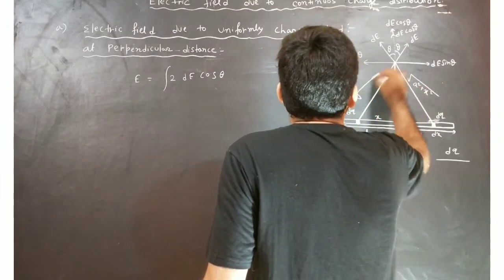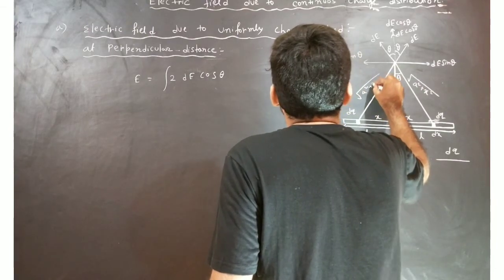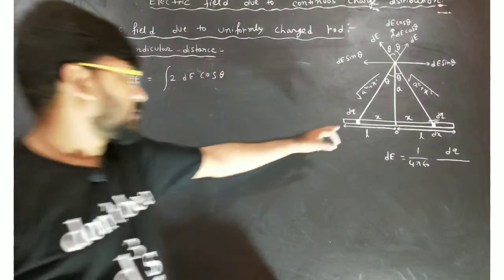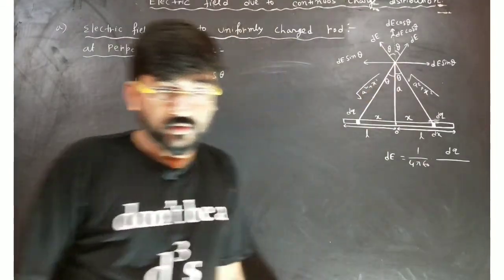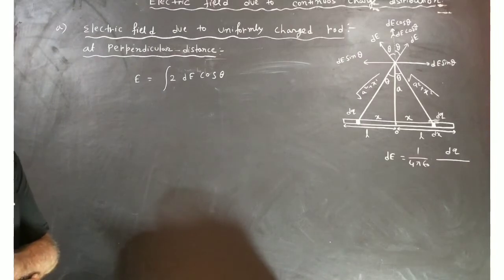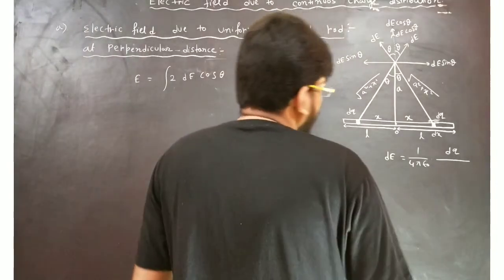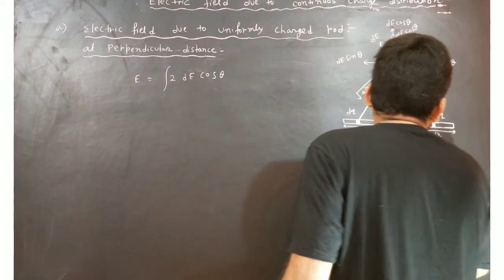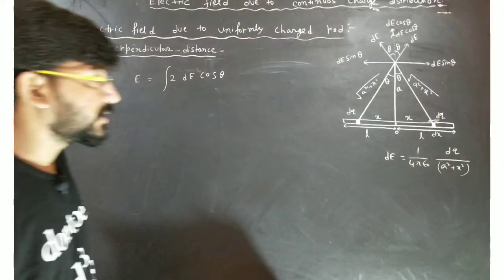So this will also be root a square plus x square. These two are same. This d and this d are same, because the charge are same, dq, and the distance will also be same, root a square plus x square. That's why I have taken 2d as same. So it will be just divided by a square plus x square, okay. So root a square plus x square whole square, that is a square plus x square.